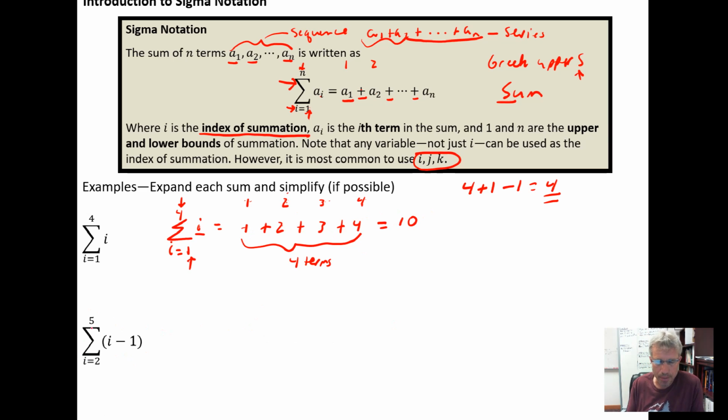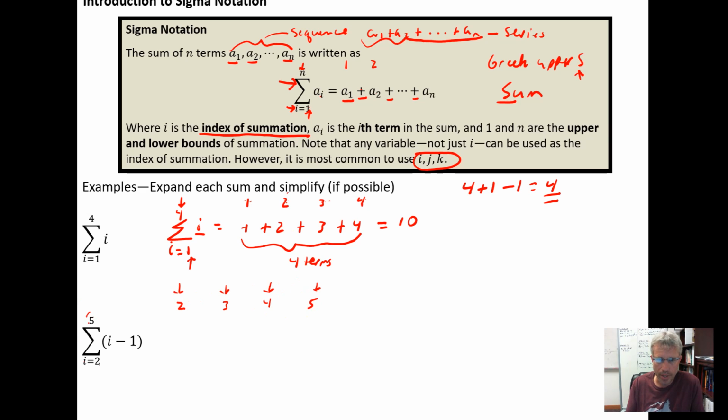The second example says start at 2 and increment until you get to 5. So we're going to start with the number 2. We'll increment it by going 2 plus 1 is 3, 3 plus 1 is 4, 4 plus 1 is 5. There's going to be 4 terms in this series when we add them up.